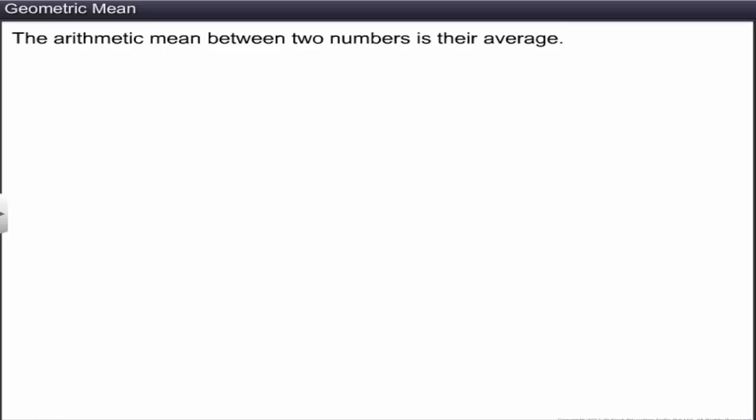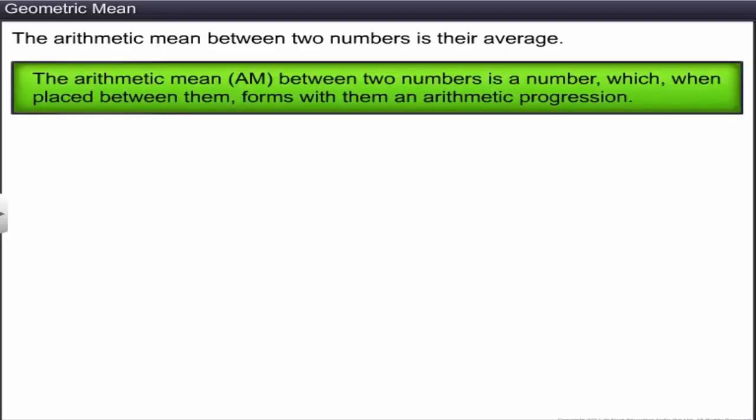the arithmetic mean between the two numbers is a number which, when placed between them, forms with them an arithmetic progression.